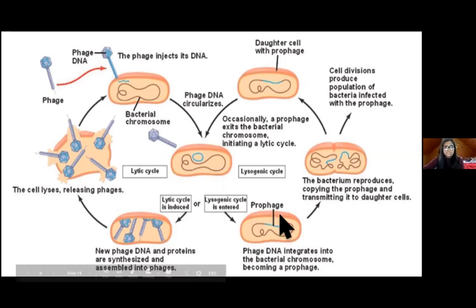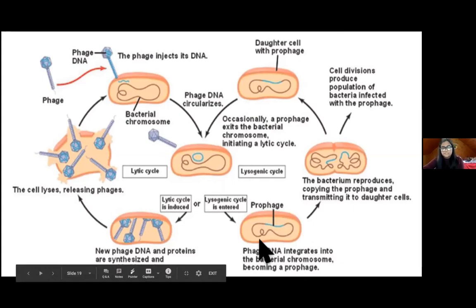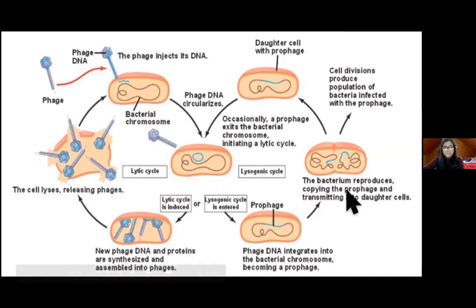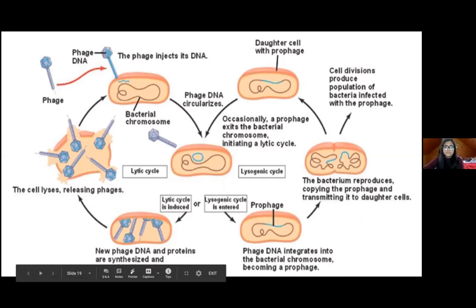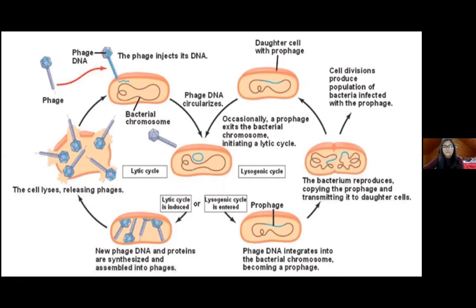So if it goes into the lysogenic cycle, then from this diagram, you could see that the phage DNA integrates into the bacterial chromosome, as you can see here, and then the bacterium will start to reproduce. And what will happen is that you'll have multiple copies of this genetic code with the bacteriophage's viral DNA in it, so you would have it in multiple different cells. And then cell division produces a population of infected bacteria. And then occasionally a prophage exits the bacterial chromosome, initiating a lytic cycle.